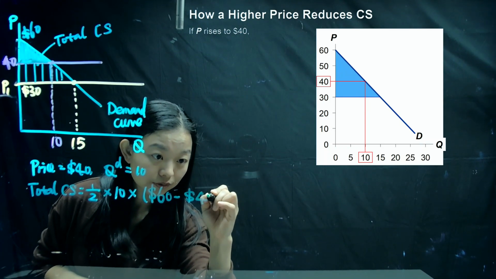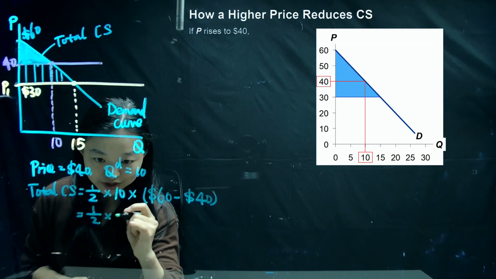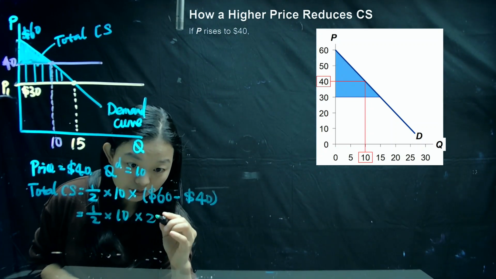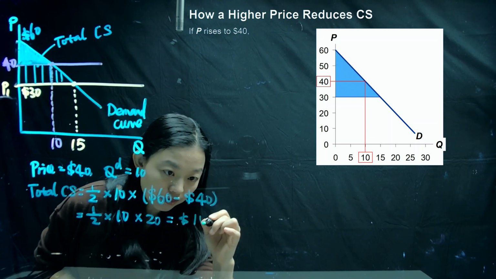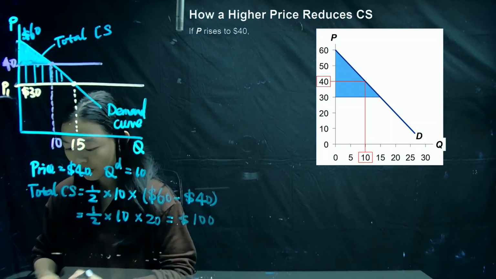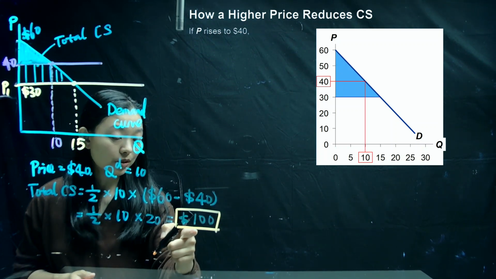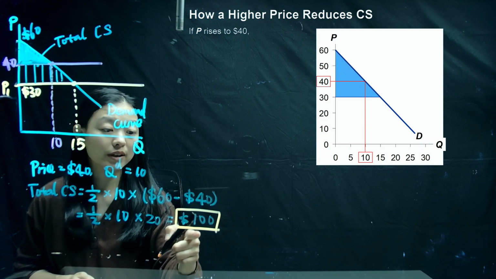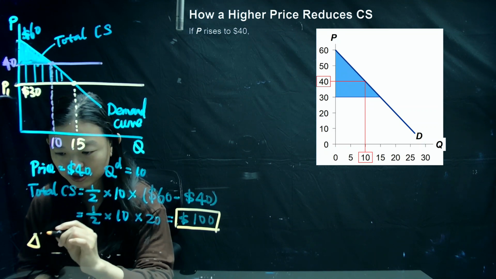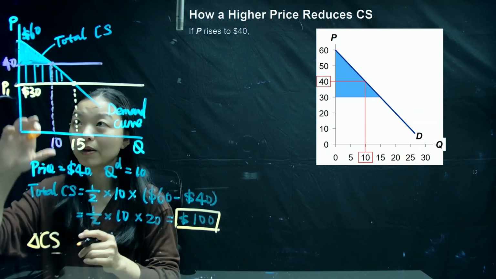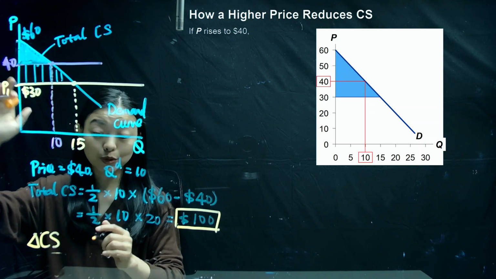subtract $40, right? So here we will have half times 10 times 20, which will equal $100. So now the total consumer surplus equals $100. Then I would like to ask, what's the change in consumer surplus compared with the original price of $30, now that the price increased to $40?